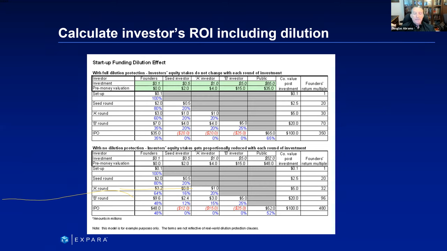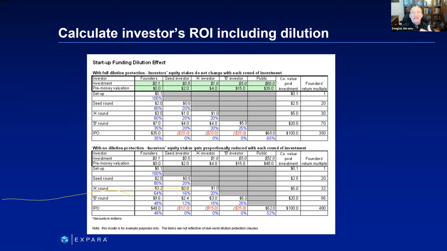But the reason that's not bad, assuming we're raising at higher and higher valuations: as a shareholder in the company, what do I really care about? I don't really care about what percentage of the company I own per se. I care about how much that percentage is worth. If I own 10% of a company that's worth $1 million versus 1% of a company that's worth $1 billion, the 1% is worth a lot more than the 10%. So what I care about is not the percentage of the company I own, but how much I can sell that percentage for.